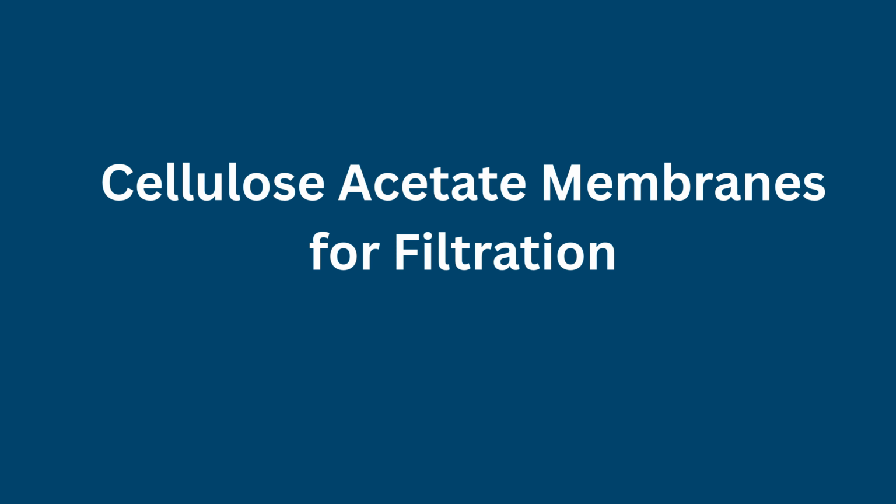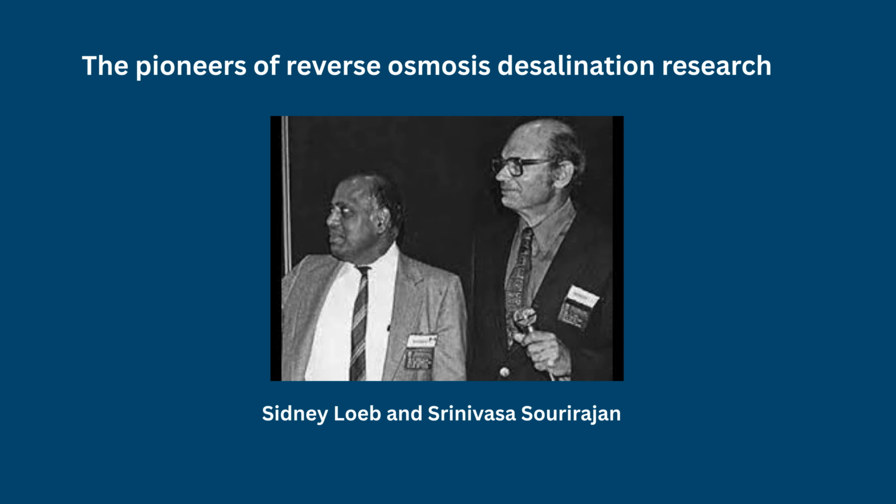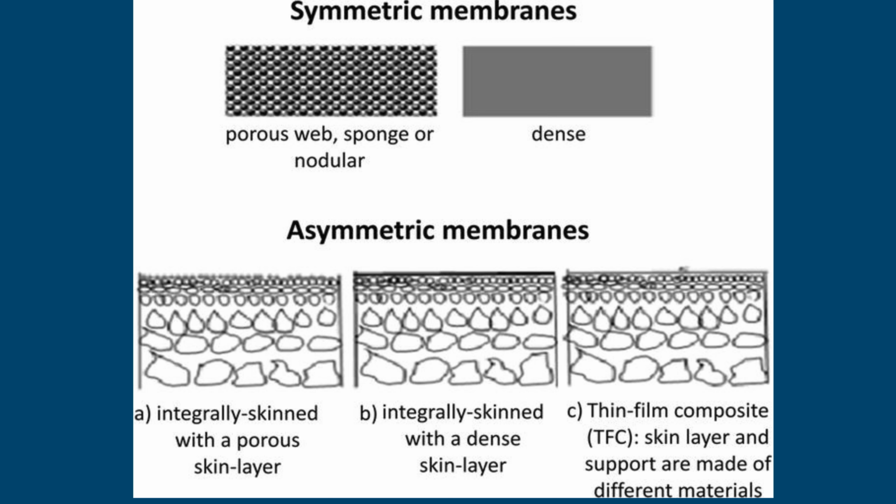Cellulose acetate membranes for filtration. Among all cellulose acetate applications, membrane filtration represents one of the most technologically significant. The breakthrough occurred in the early 1960s when Sidney Loeb and Srinivasa Sourirajan developed asymmetric cellulose acetate membranes for reverse osmosis. These membranes revolutionized seawater desalination by combining an ultra-thin selective skin with a porous support, dramatically increasing water permeability while maintaining excellent salt rejection.